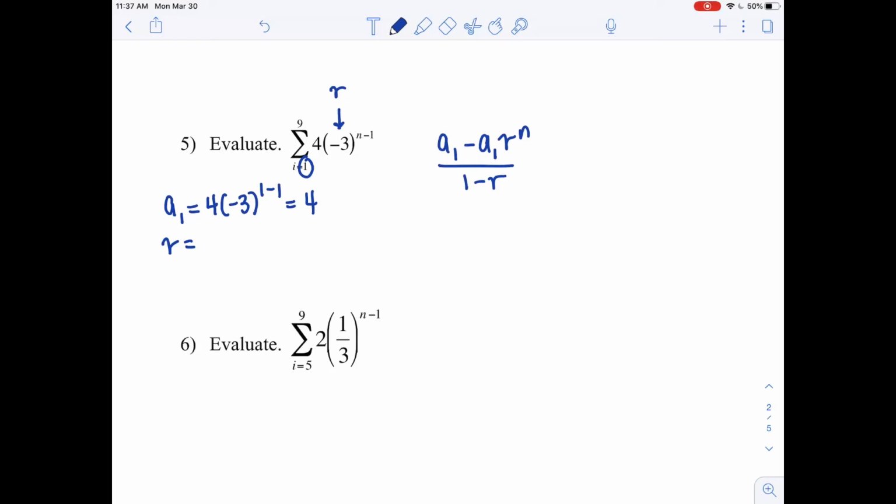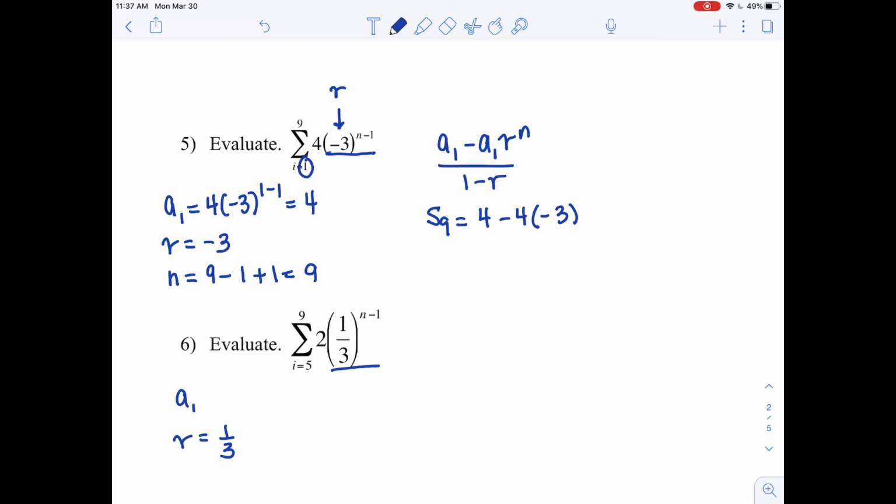Okay, I need my common ratio. As I mentioned before, your common ratio is like your growth factor if you think of it in terms of exponential functions, or what are you constantly multiplying by? You're constantly multiplying by -3. And again, you can identify that because it's the base of the exponential term. In the next problem, our common ratio would be 1/3 this time. Okay, I need to know how many terms I have. That is the same as what we had done in yesterday's lesson. Top number minus bottom number plus 1 tells me I'm dealing with 9 terms in this case.